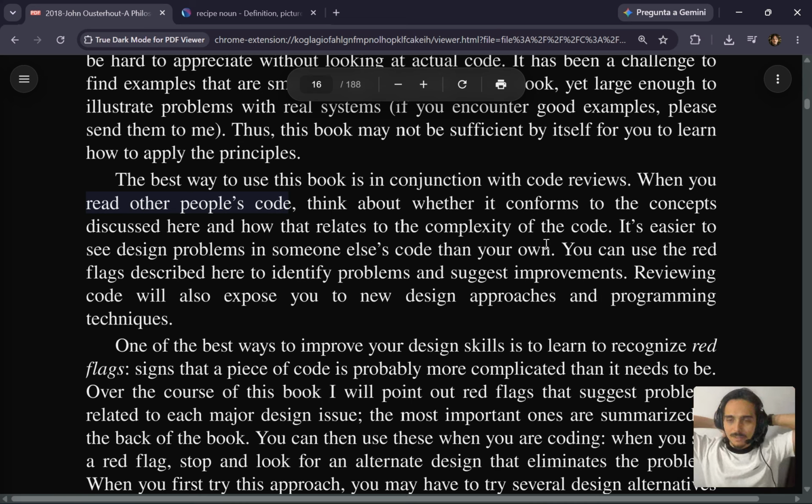This is a topic by itself. It is easier to see design problems in someone else's code than your own. So it's better to learn. This is a question that I have, totally out of scope: is it possible to become a great code reviewer without doing manual programming? I don't know.